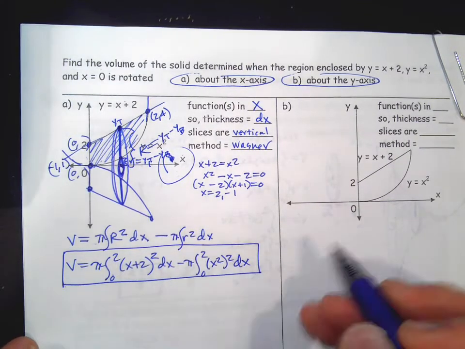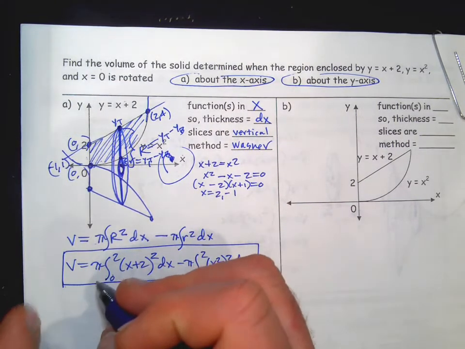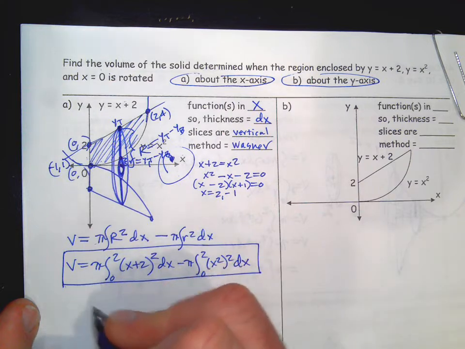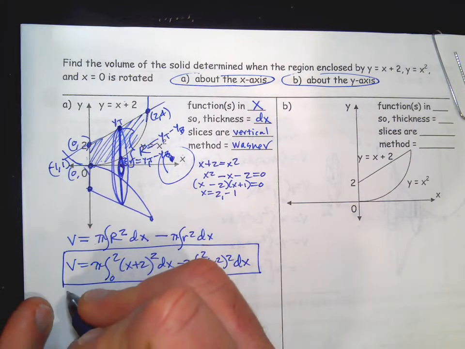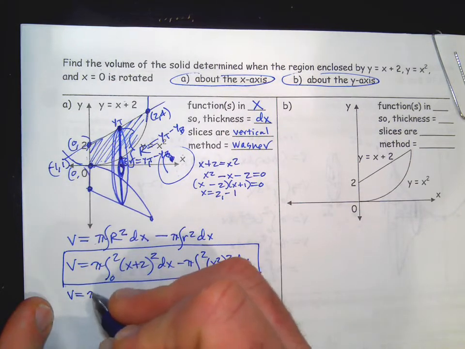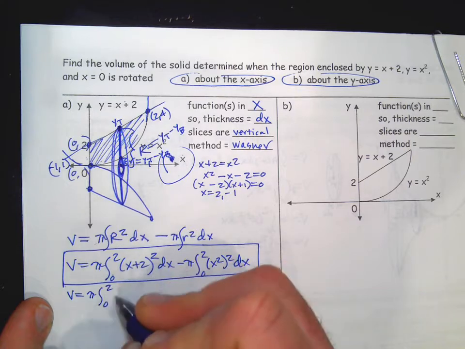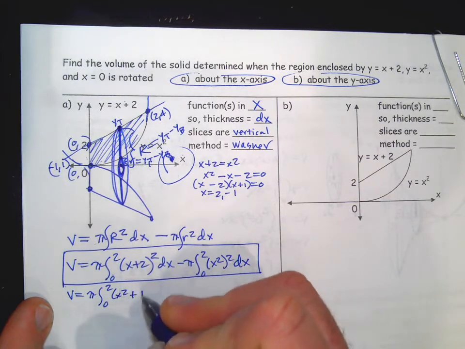And you could put that in your calculator. I mean, we could clean it up, of course. If we were going to do it by hand, we would probably want to FOIL this out, and it'd be x squared plus 4x plus 4.